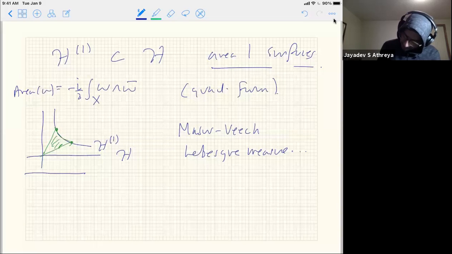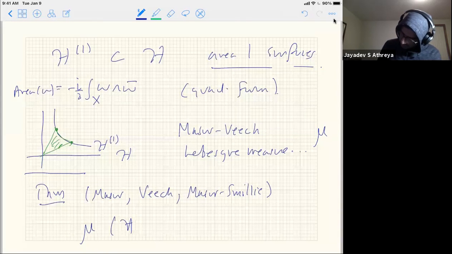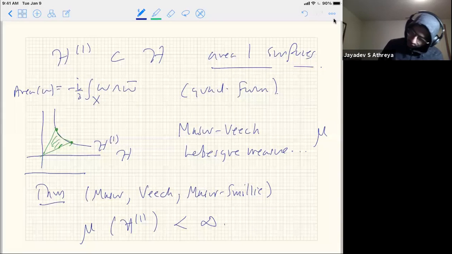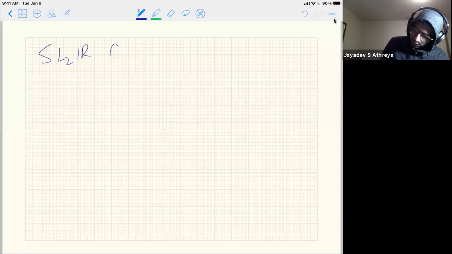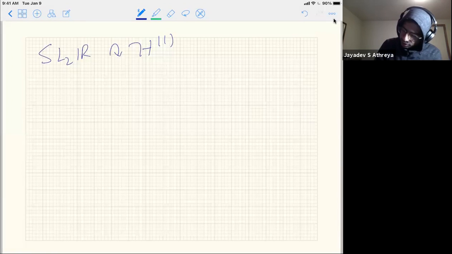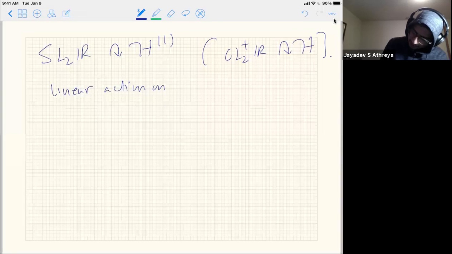So what's true about this, right? There's a deep theorem of Masur and independently of Veech, and in some cases it's actually Masur-Smilie, that the total mass of H1, let's call this measure mu, is finite. And moreover, and this is going to be crucial for our purposes, there's an SL2R action on H1. It comes from a GL plus 2R action on H. This just comes from the linear action on the polygons.